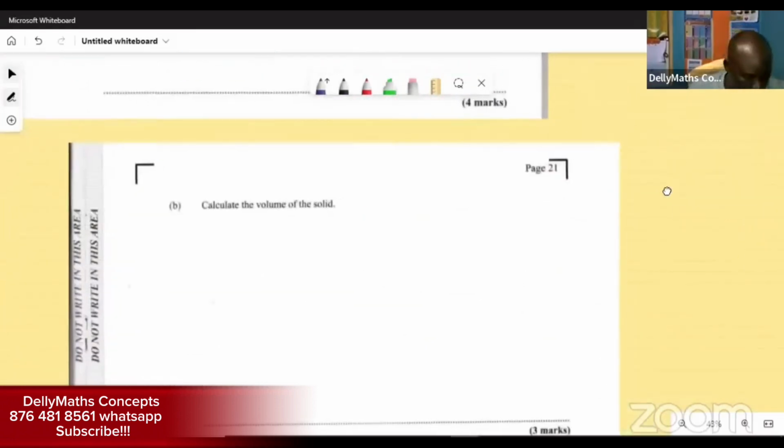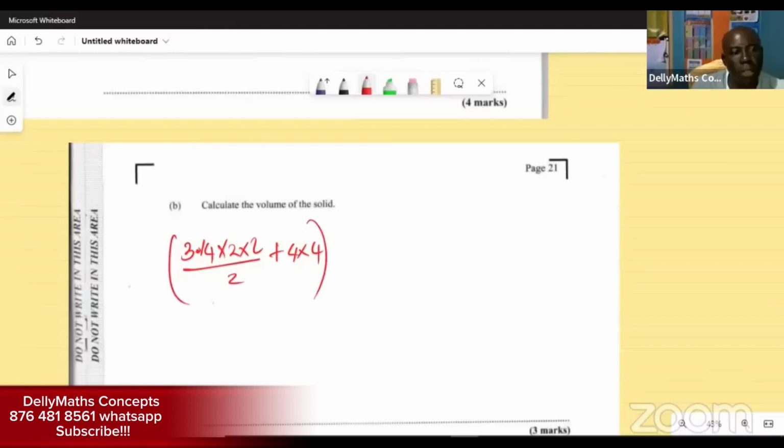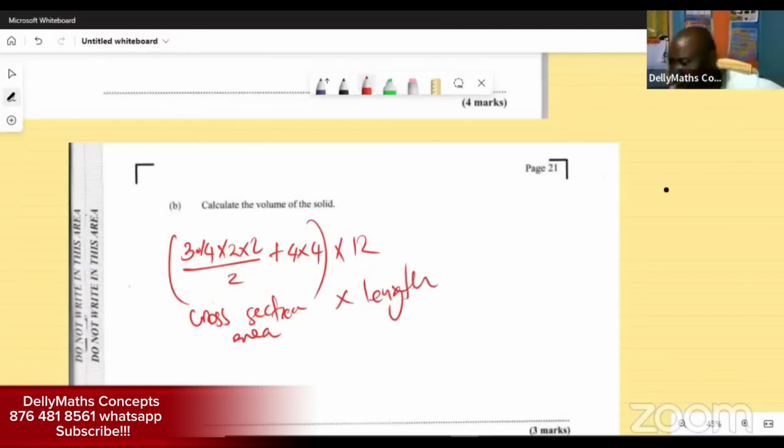So the volume being discussed there is going to equal 3.14 times the radius squared, r squared over 2, because it's a semicircle. I'm going to be adding that to 4 times 4, which is the square part. And all of that will be multiplied by 12. You know what this concept is? This is my cross section area, and this is my length. That is what constitutes volume.